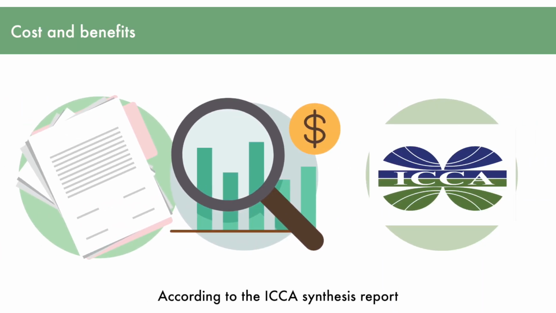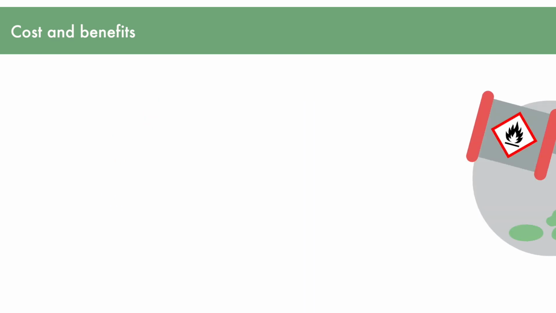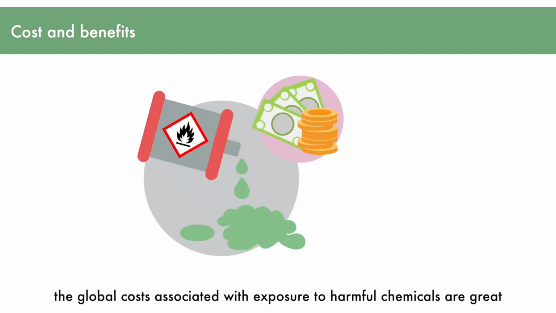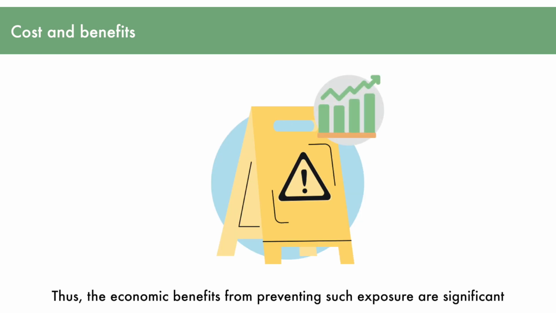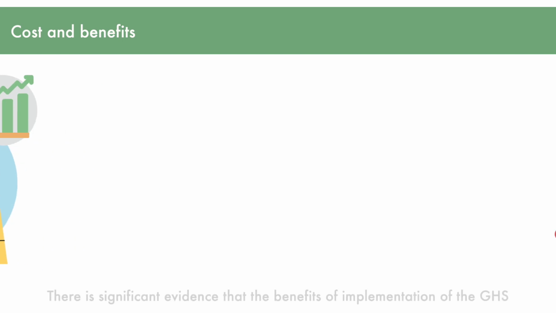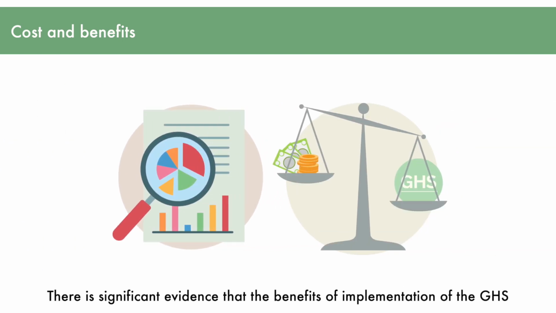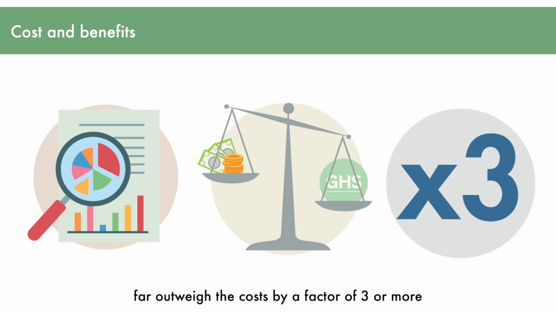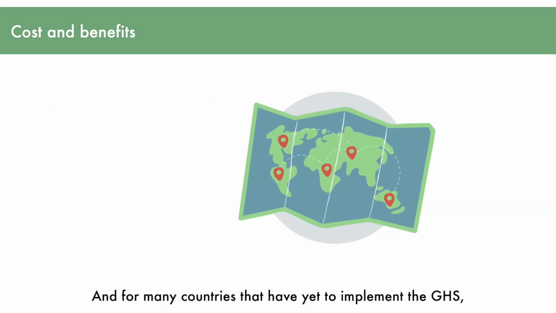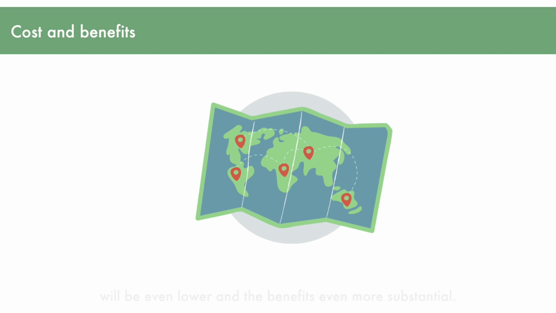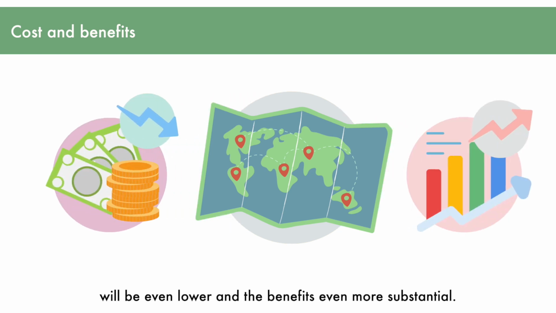According to the ICCA synthesis report, the global costs associated with exposure to harmful chemicals are great. Thus, the economic benefits from preventing such exposure are significant. There is significant evidence that the benefits of implementation of the GHS far outweigh the costs by a factor of 3 or more. And for many countries that have yet to implement the GHS, the costs of implementation will be even lower and the benefits even more substantial.